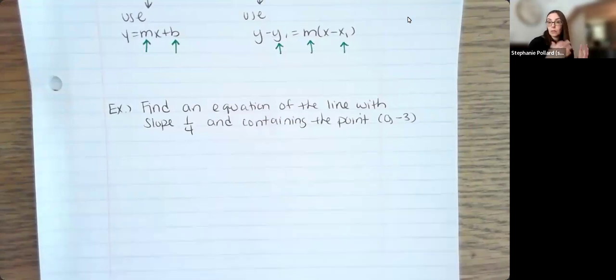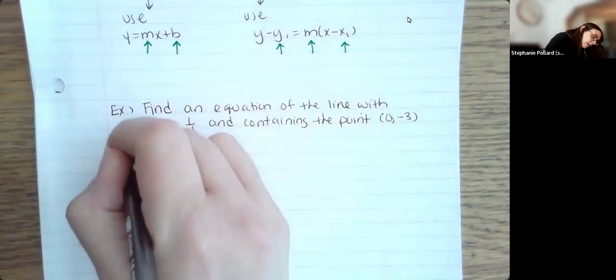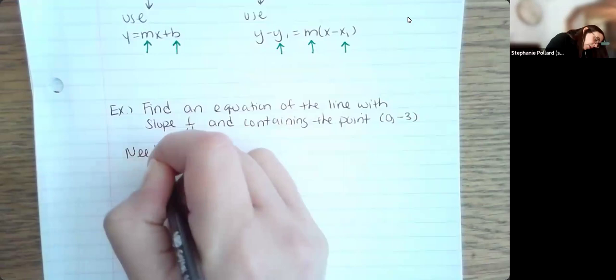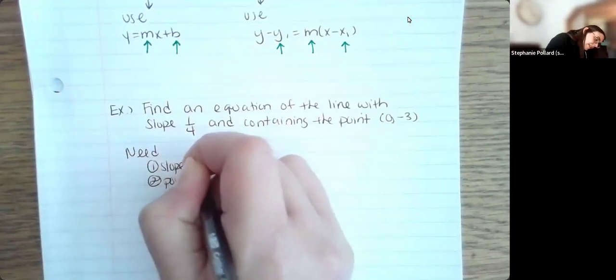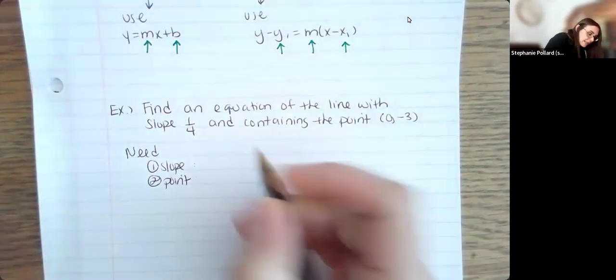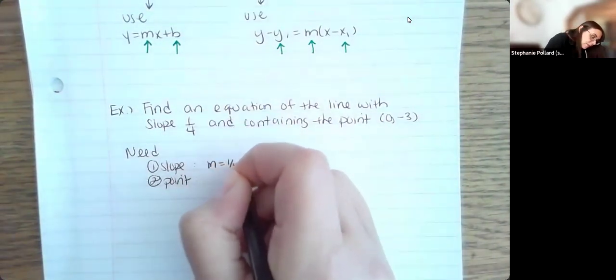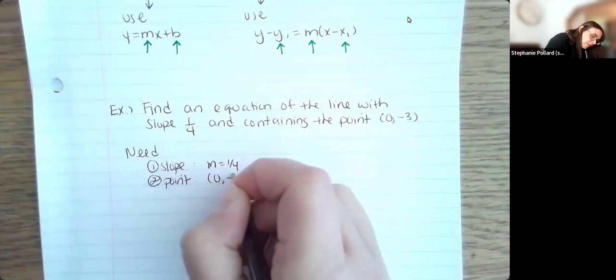Okay, so again, we're writing an equation of the line. So find an equation, write an equation, they all mean the same thing. The two things you need to get started are a slope and a point. This problem's kind of nice because they give us everything right away. I can see my slope here is 1/4, and the point they give me is 0, -3.